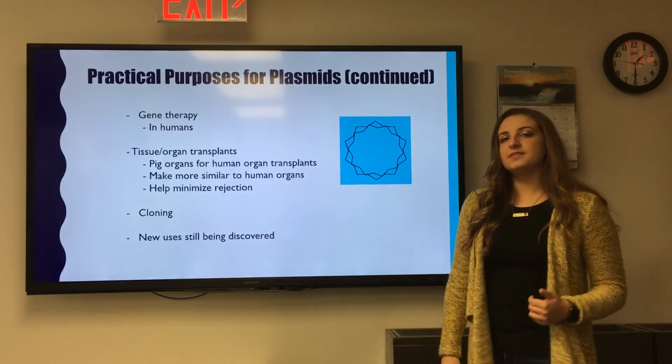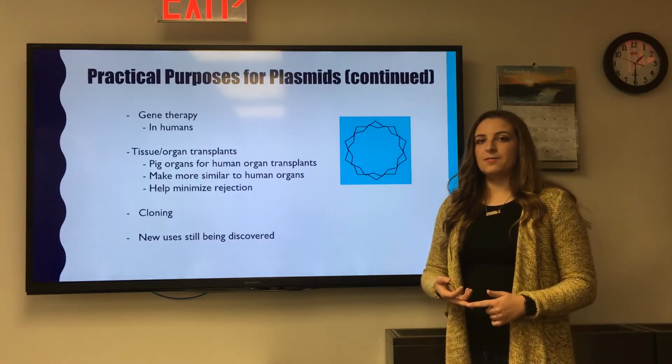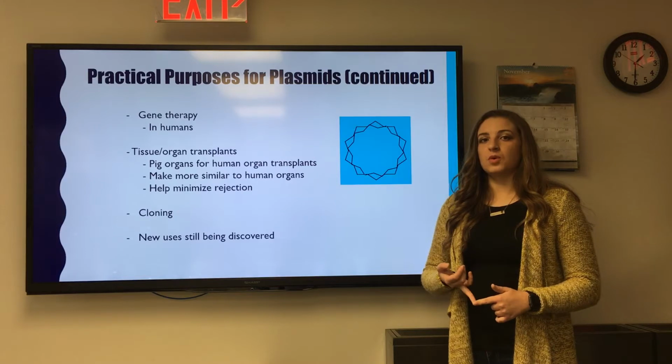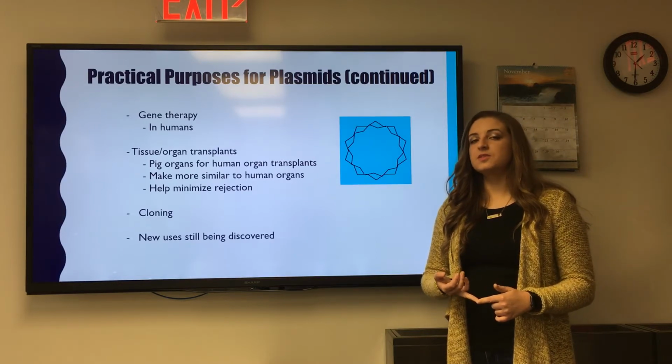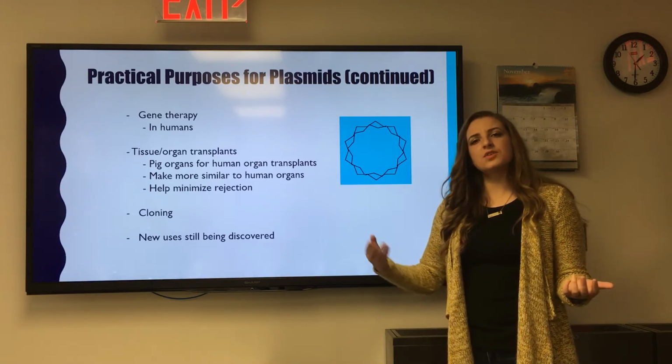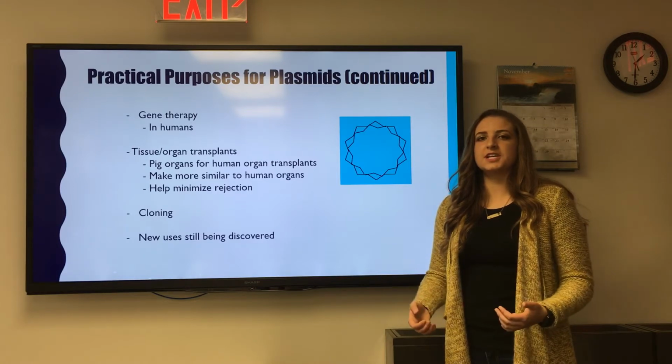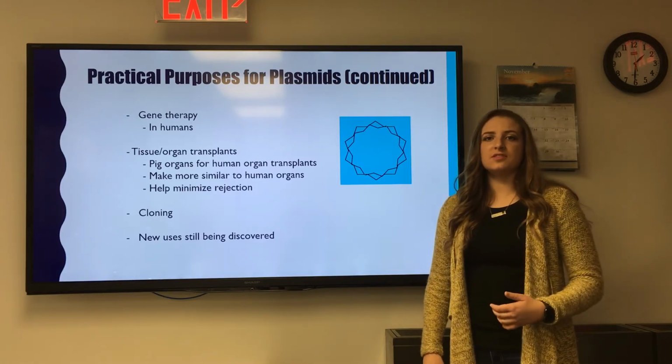Other useful purposes for plasmids include gene therapy, human organ and tissue transplantation, which can take an animal organ and make it more similar to a human organ to minimize rejection, cloning, and new uses are still being discovered.